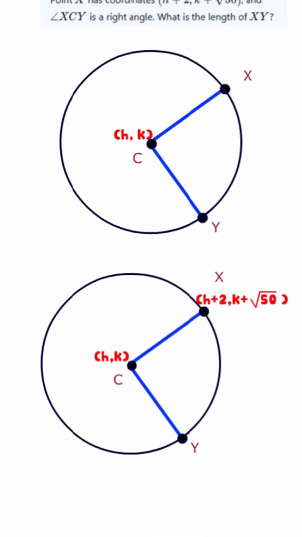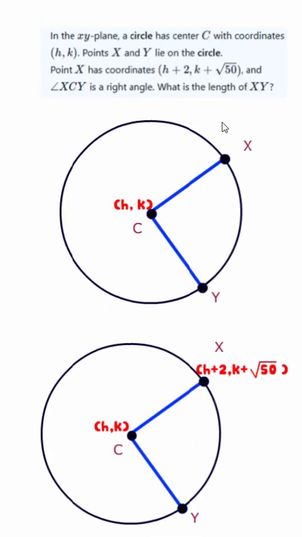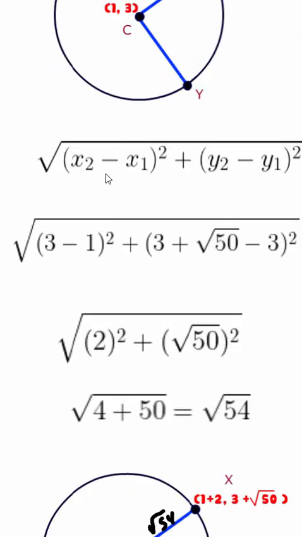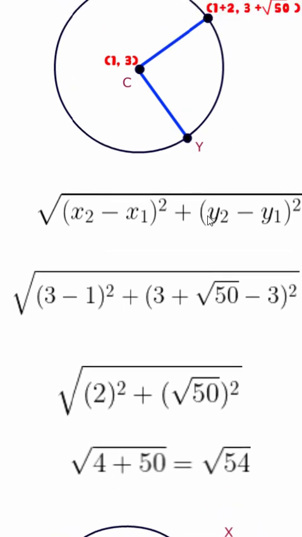The other big takeaway I would say is that whenever they give you a lot of variables like this, h, k and h plus 2, k plus square root of 50, you can just substitute in numbers to make your life a little easier. The math would end up being the same. Like if you did the math down here, the h's and the k's would subtract out in the same way that 3 minus 3 went away. If you did h and k, you'd end up with the square root of 54 in the same way.